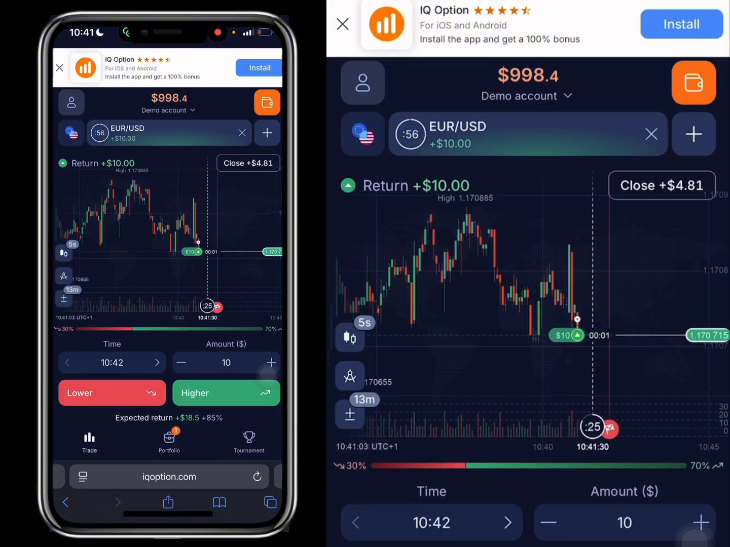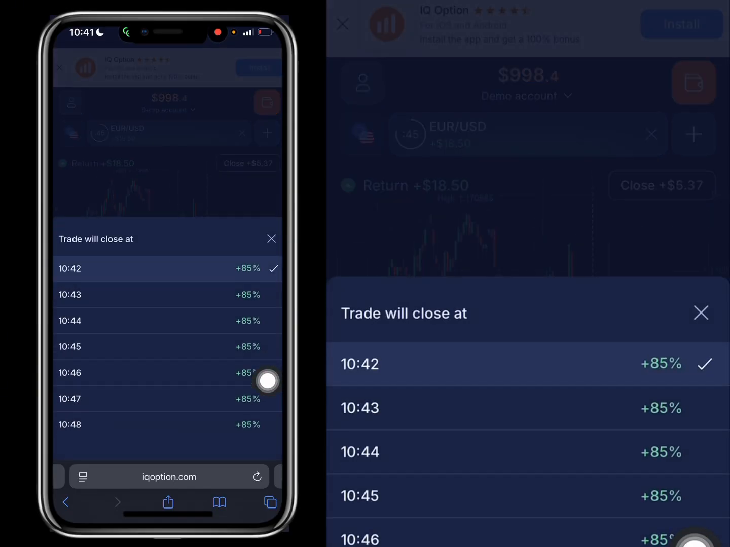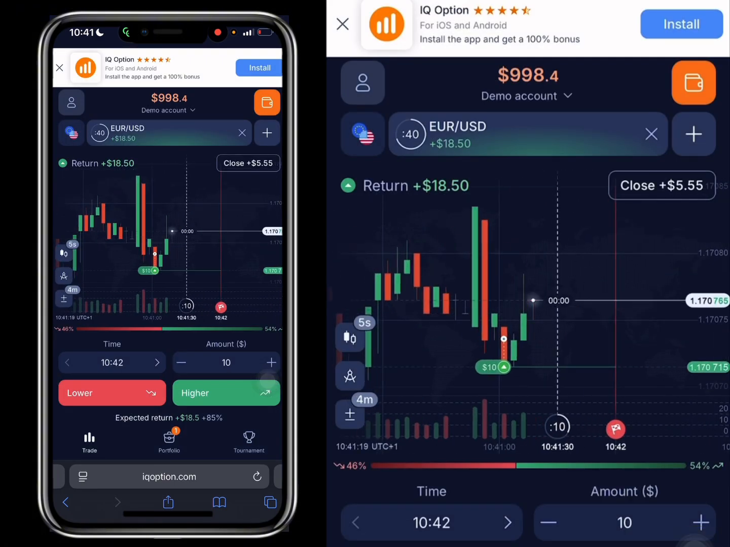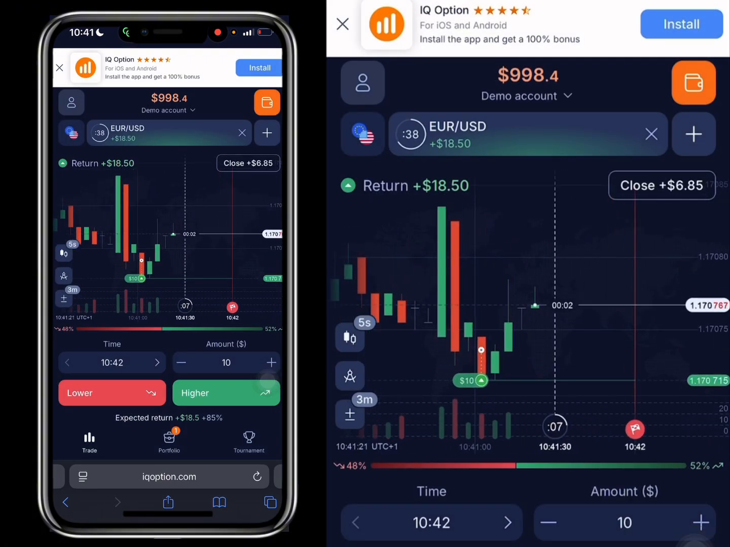So I just entered $10 with a high. This trade is going to close at 10:42, which is already stated here. But I am not the one that puts in that time. It is already set. You understand? So we would wait for it. As soon as it is 10:41, the trade will close.